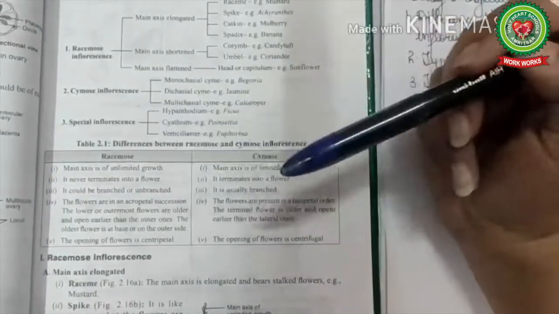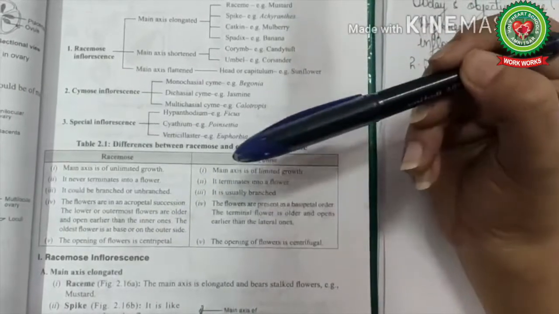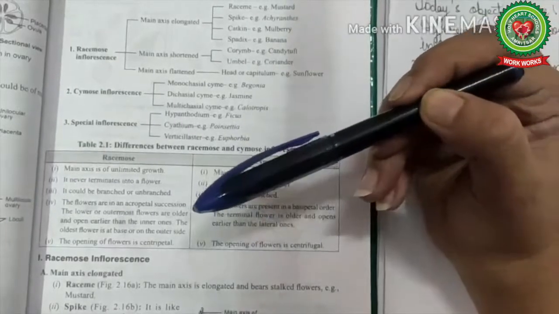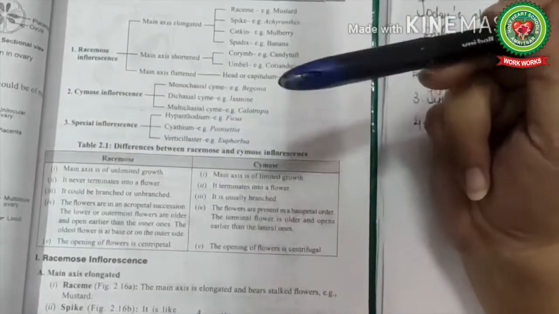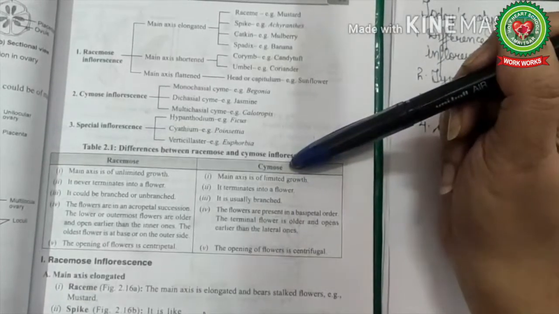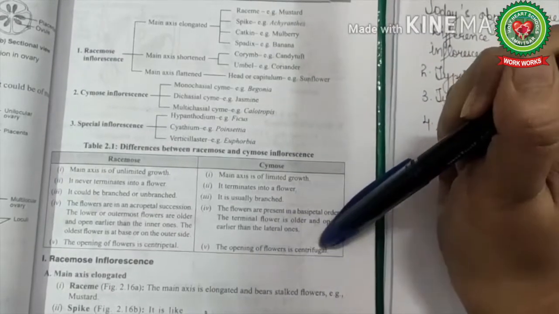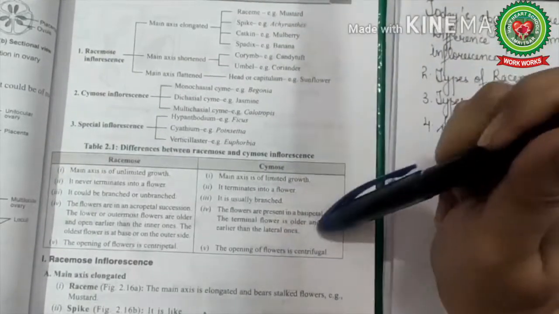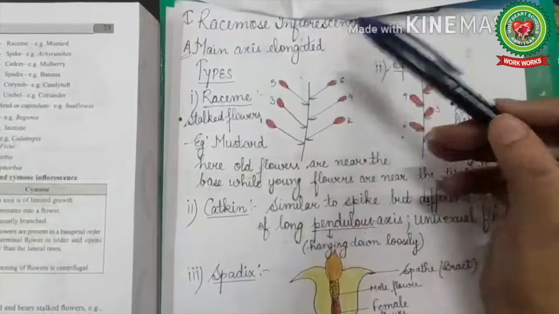Now in case of racemose, the opening of flowers is centripetal. The word centripetal applies, it is always from periphery towards the center, meaning the outer flowers will open first and the inner flowers will open later. In case of cymose inflorescence, the opening of flowers is centrifugal. When we use the word centrifugal, that means it will start from the center and proceed towards the periphery.